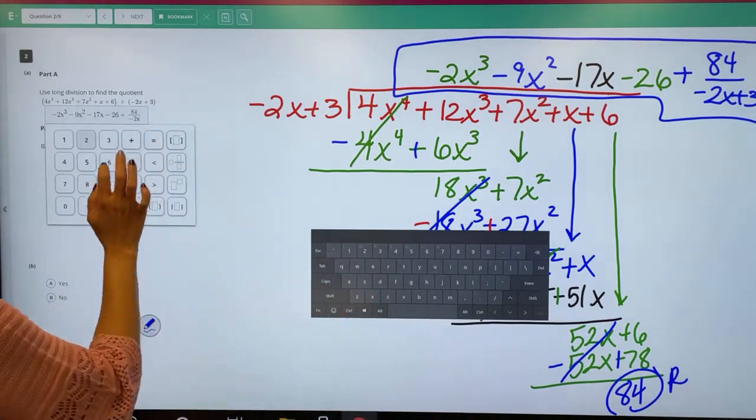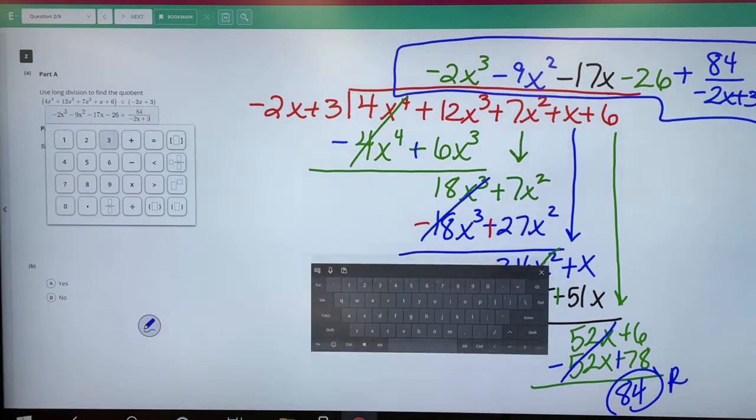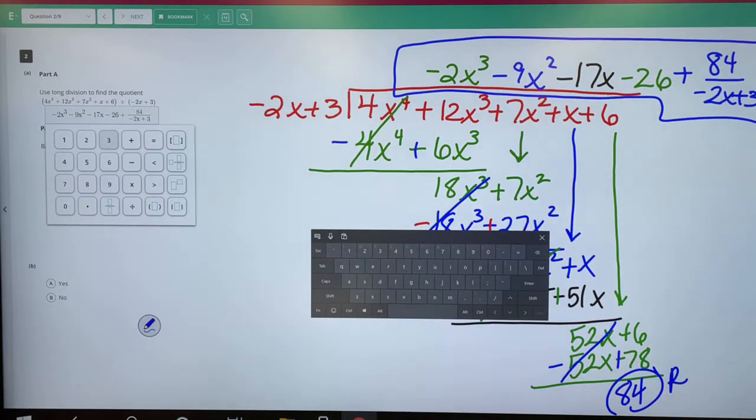2x plus 3. Lucas, this is like the 4th time I'm telling you to be quiet.